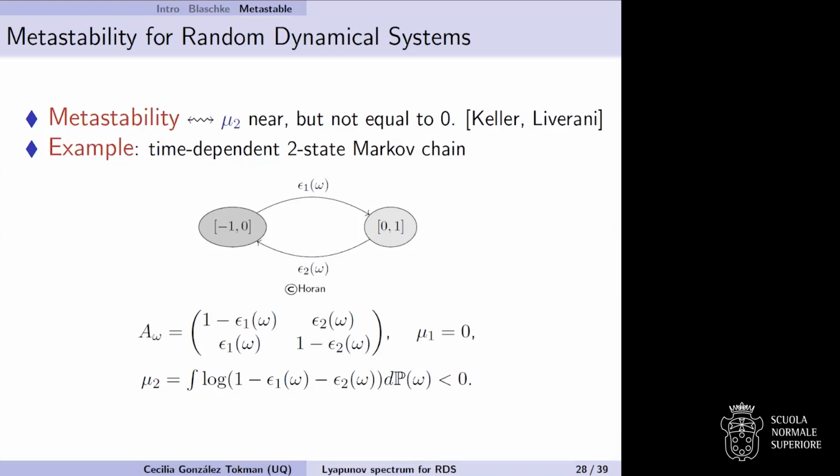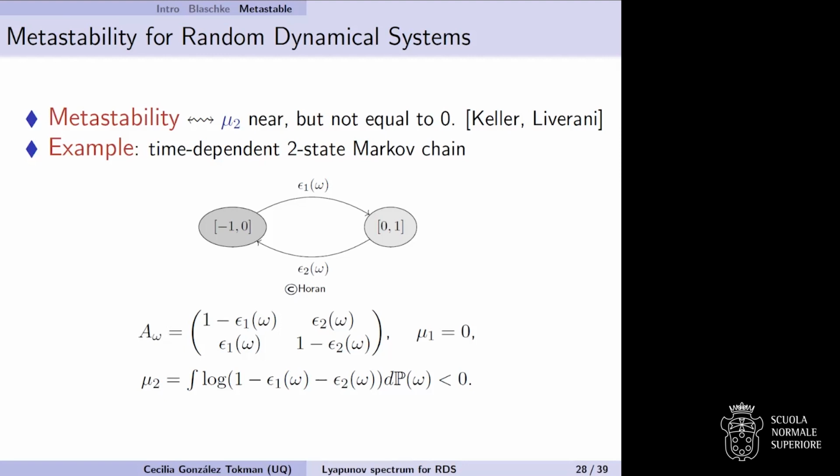And Keller and Liverani gave a definition in the context of transfer operators, again in the autonomous context, and they called metastable those systems that have a second eigenvalue which is near 1 but not equal to 1. Similarly, in the case of random systems, metastability means the second Lyapunov exponent is near 0 but not exactly equal to 0.